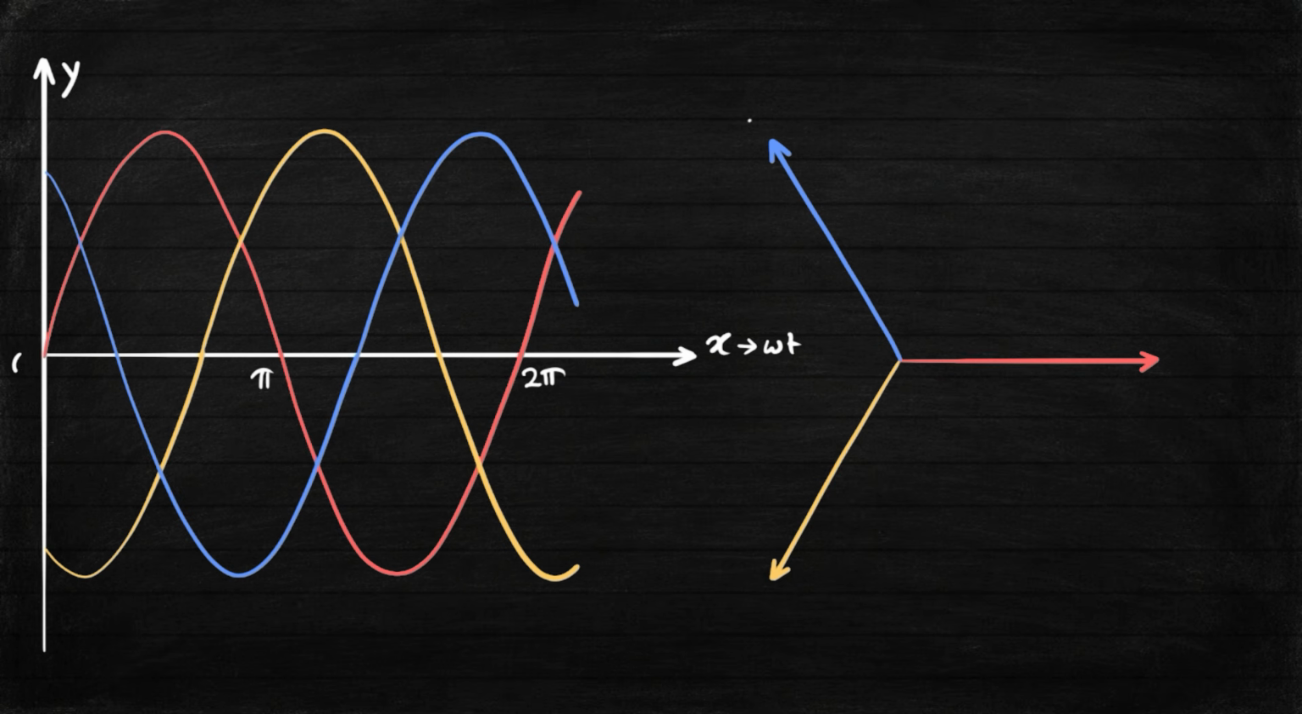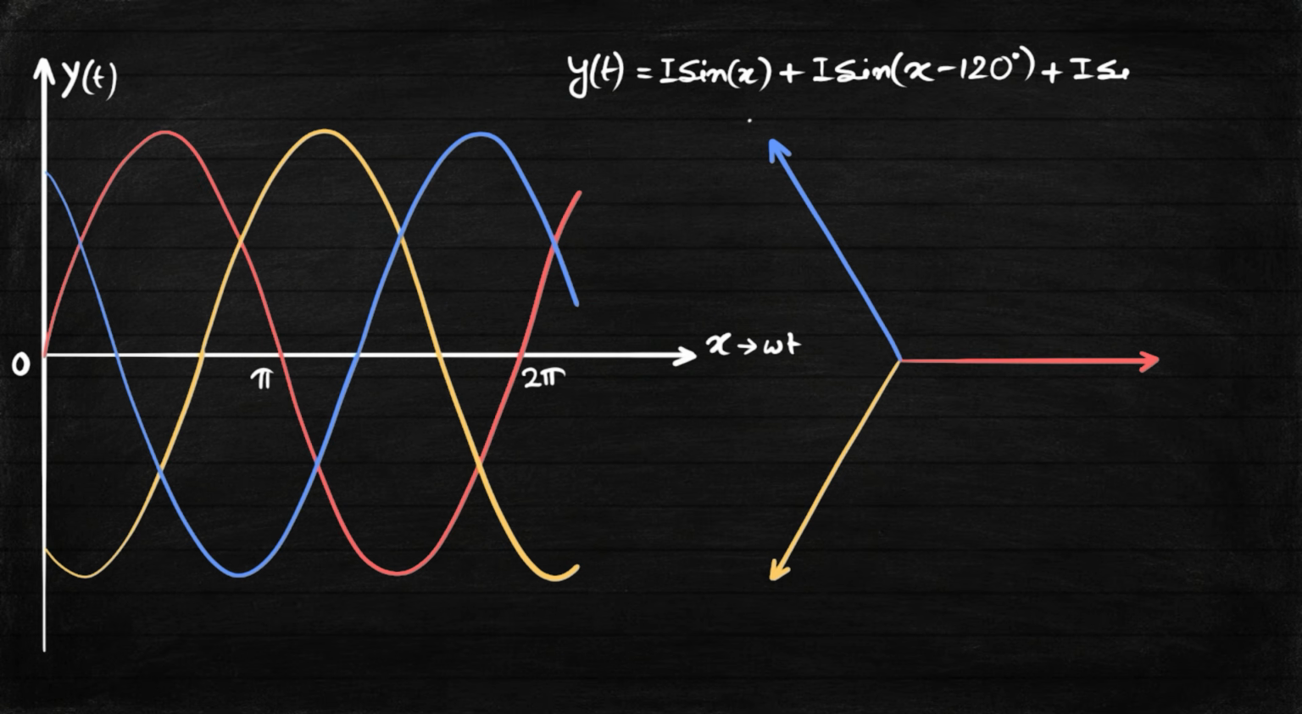This is the origin, 0, which we forgot to put previously. Now we are putting it here. The y-axis can be written as y of t, like this. Now, the equation of the balanced three-phase current can be written as y of t equals I sin x, where x is omega t and I means the amplitude of the current, which we have taken as 1 per unit. Now for the three phases, we can write I sin x plus I sin(x minus 120 degrees) plus I sin(x minus 240 degrees).